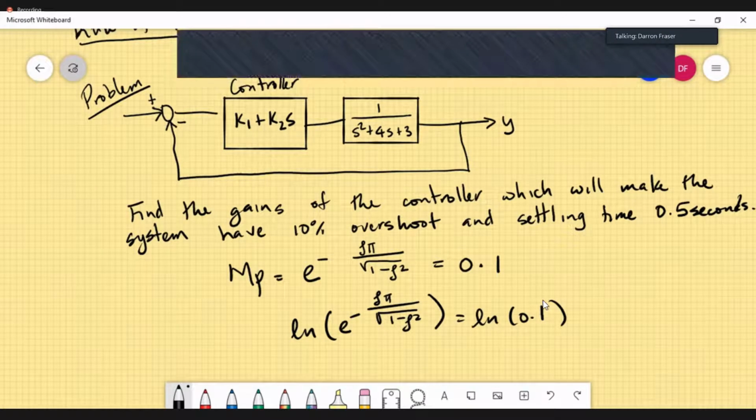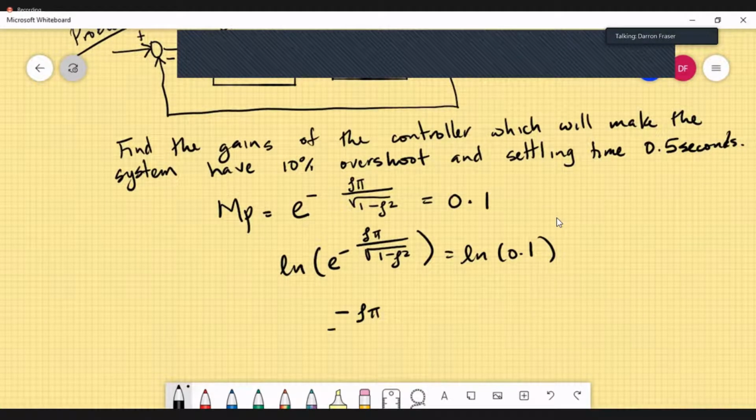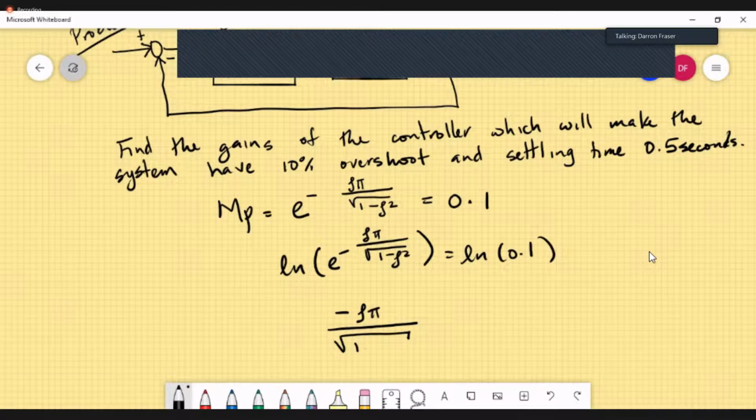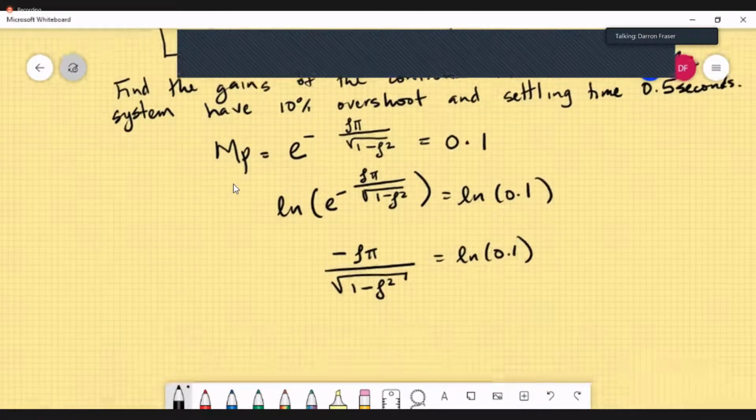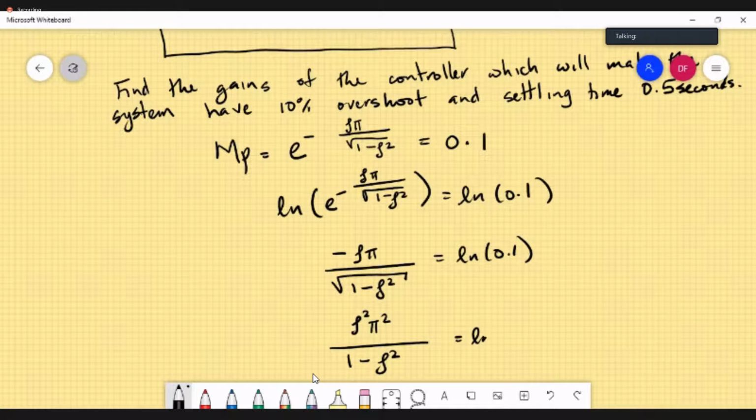If we take ln of both sides, then what is in the denominator will come out. So that's minus pi over the square root of 1 minus damping ratio squared is equal to ln 0.1. We're going to square everything to get rid of the square root. So I get damping ratio squared pi squared over 1 minus damping ratio squared is equal to ln squared 0.1 here.